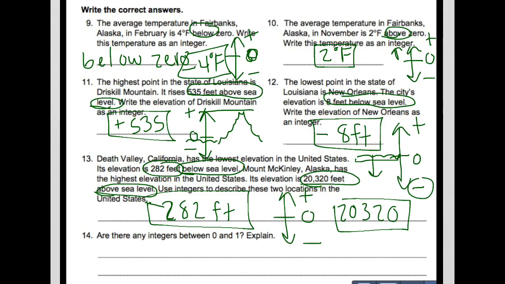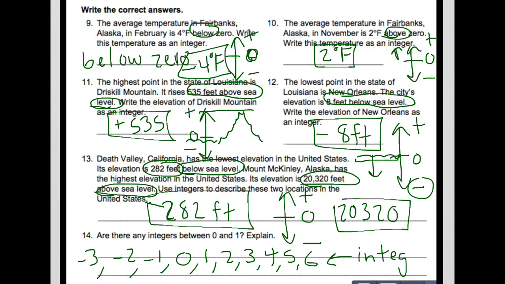Last number, 14. Are there any integers between 0 and 1? Well, integers, as I remember the definition, are the set of all whole numbers and their opposites. So whole numbers are things like 0, 1, 2, 3, 4, 5, 6, and then their opposites would be negative 1, negative 2, negative 3. So let me draw an arrow. These are integers. So when it says, are there any integers between 0 and 1? When I circle 0 and 1, are there any integers between those two numbers?